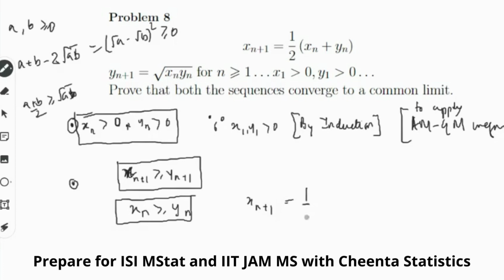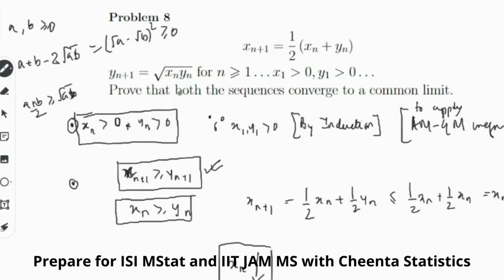So xn plus 1 is half times xn plus half times yn. This is less than or equal to half times xn plus half times xn. Why? Because yn is less than or equal to xn. So xn plus 1 is less than or equal to xn. We also get that xn is decreasing. And since xn is greater than or equal to yn, we get yn plus 1 is greater than or equal to yn. So we get yn is increasing.